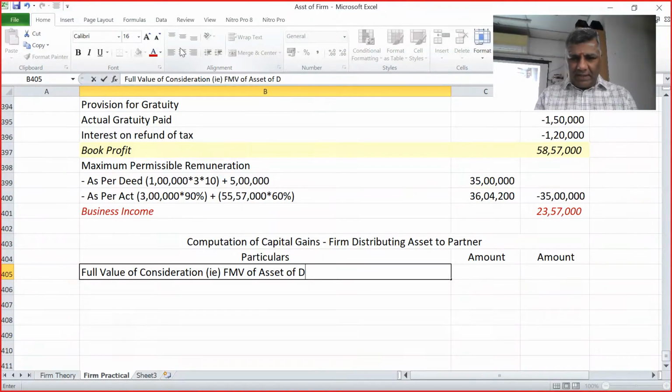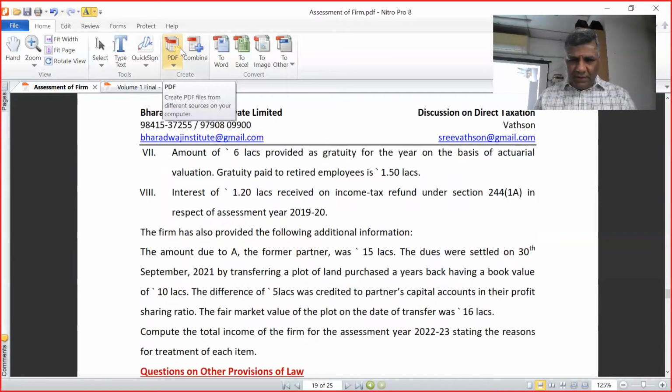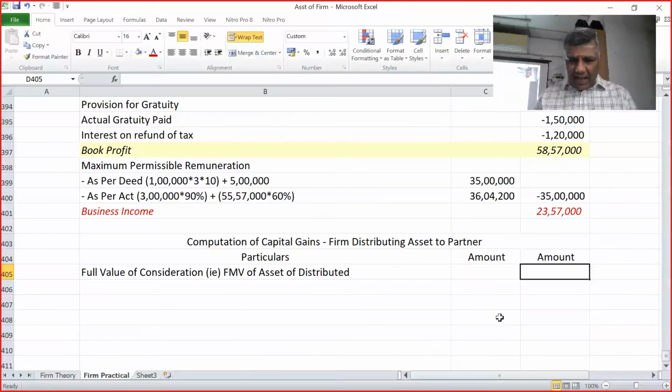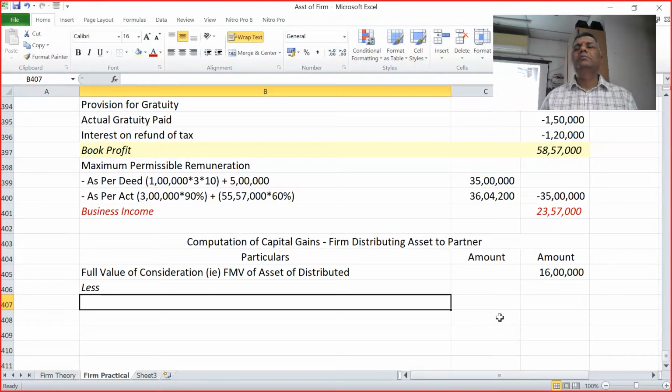FMV of asset distributed: they have provided in the question itself that the fair market value on the date is 16 lakhs. Somebody's mic is open. Can you please mute it?